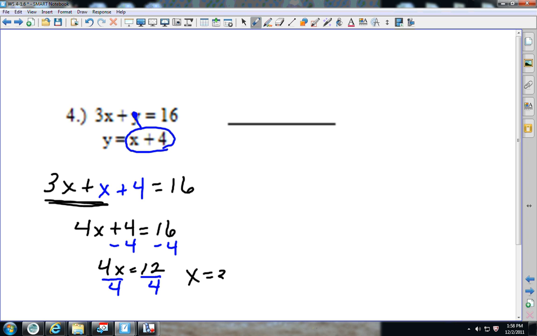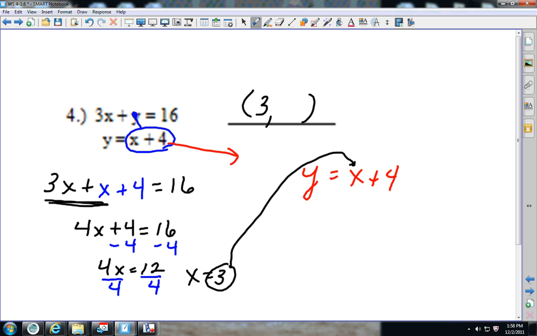X equals 3. So 3 and then something. Choose one of these two equations, and right here I've got y equals x plus 4. X is 3. I'm going to put that in here. Y equals, instead of x, I'm going to put a 3 plus 4. Y equals 7. So my solution where the two lines intersect is 3, 7.